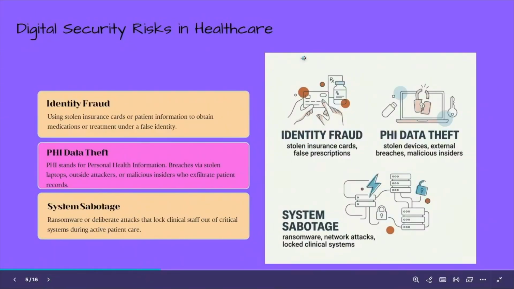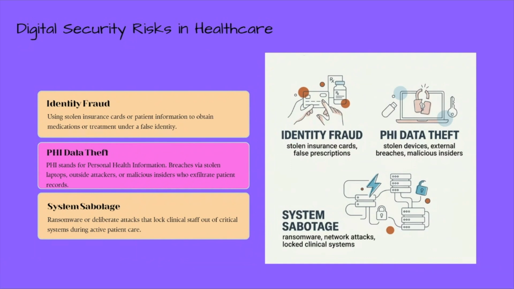All right, so what are the digital security risks in healthcare? First off, we have identity fraud. This is using stolen insurance cards or patient information to obtain medications or treatments under a false identity. Next, we have PHI data theft. PHI stands for personal health information, like I said before. These breaches can often happen via stolen laptops that have PHI or any other type of sensitive data. It can happen from outside attackers or malicious insiders who exfiltrate patient records.